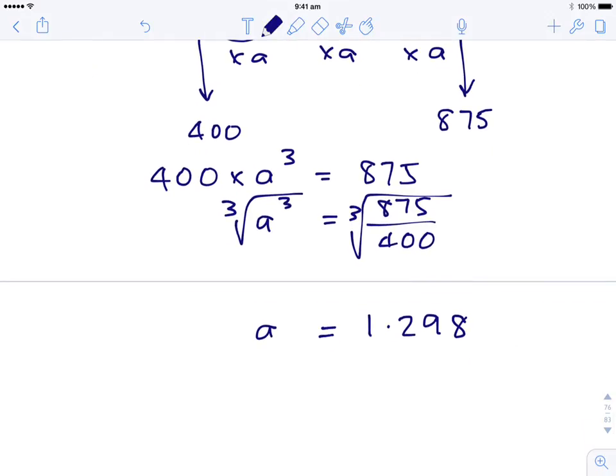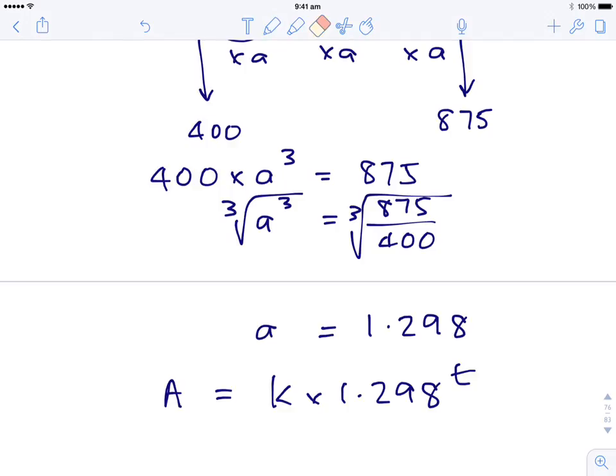So I know now that the relationship is of the form a is equal to k times 1.298 to the power of t. Now that also tells us that the growth rate here is about 29.8%. We've added on 29.8% to get to 1.298, so we're growing by quite a bit here. So how can we find the value of k at the start there?